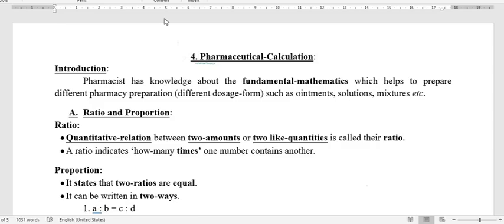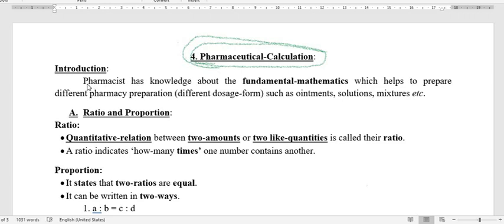So let us start another practical class, pharmaceutical calculation. This is very interesting and important because mathematical calculations are involved. So that is why this is important.